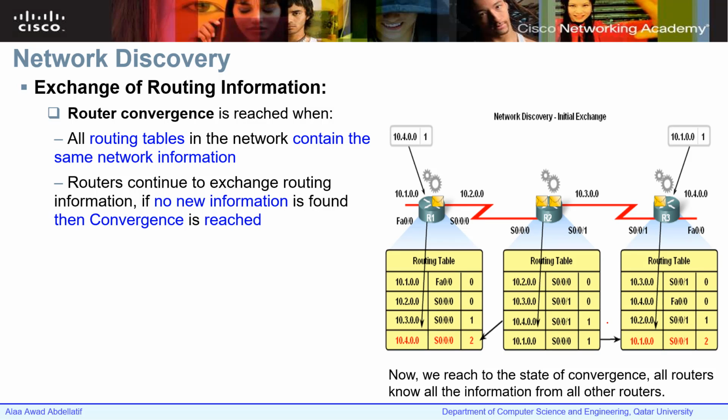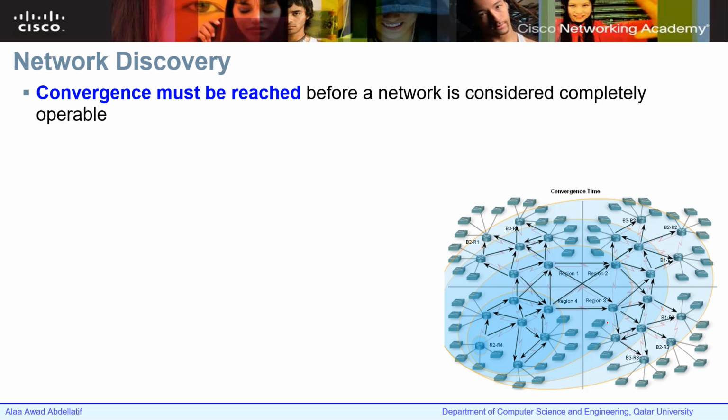This is how the distance vector routing protocol works. Its mandatory condition is that convergence must be reached before a network is considered completely operable. Because before convergence, we may have some errors. We still have some missing information. But once we reach convergence, we can start communicating well and the network will be stable. Convergence must be reached before a network is considered completely operable.